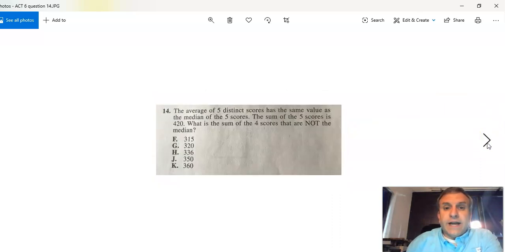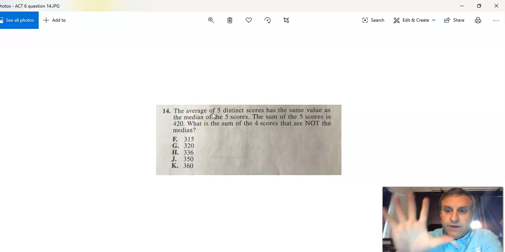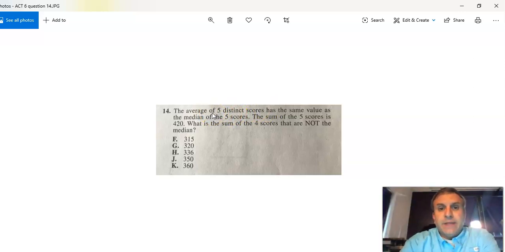5 distinct scores, so that's 5 different scores, has an average and a median that are the same. The sum of the 5 scores is 520. What is the sum of the 4 scores that are not the median? That's just a simple read and solve.